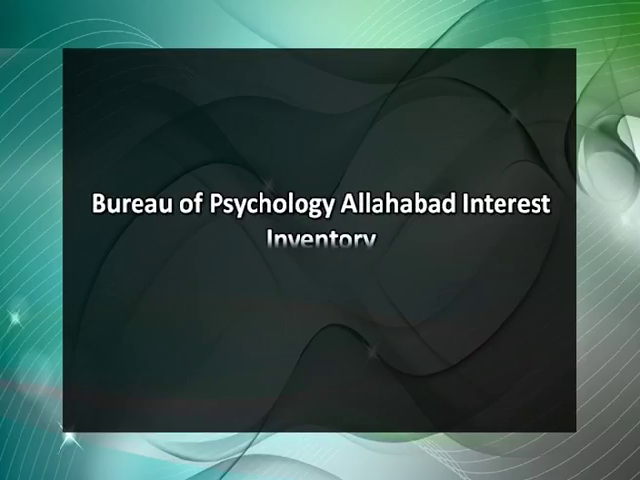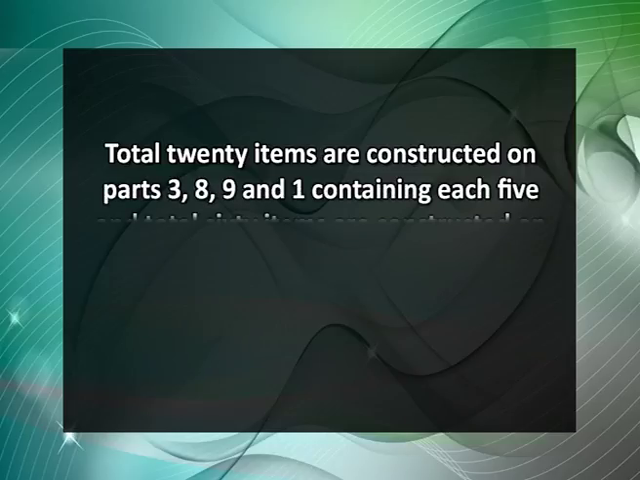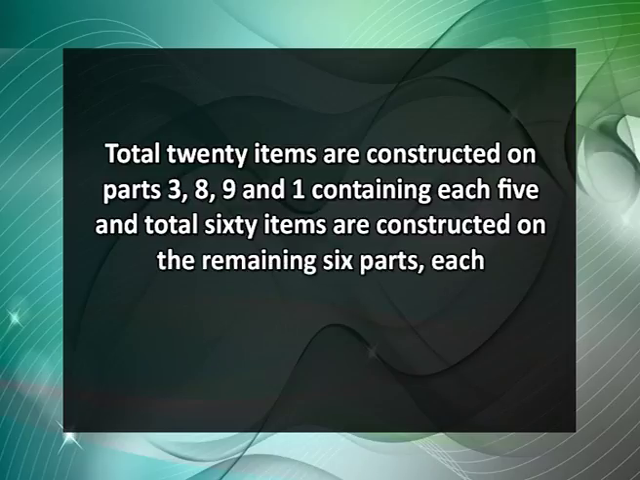Number 8. Bureau of Psychology Allahabad Interest Inventory. This inventory is constructed on the basis of Cuder's inventory. This test includes 80 test items and the test is divided into 10 parts. Total 20 items are constructed on parts 3, 8, 9 and 1 containing each 5 and total 60 items are constructed on the remaining 6 parts containing each 10.